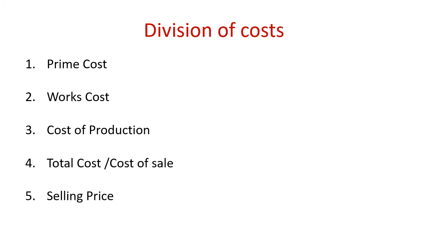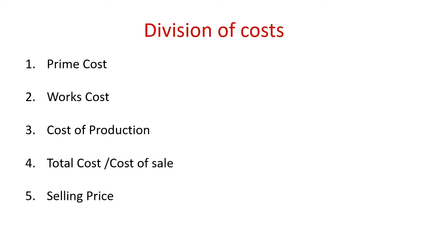And the third division is cost of production. This is made up of works cost plus office and administration overhead. Cost of production is known as gross cost. Therefore, cost of production is equal to works cost plus office and administration overhead.